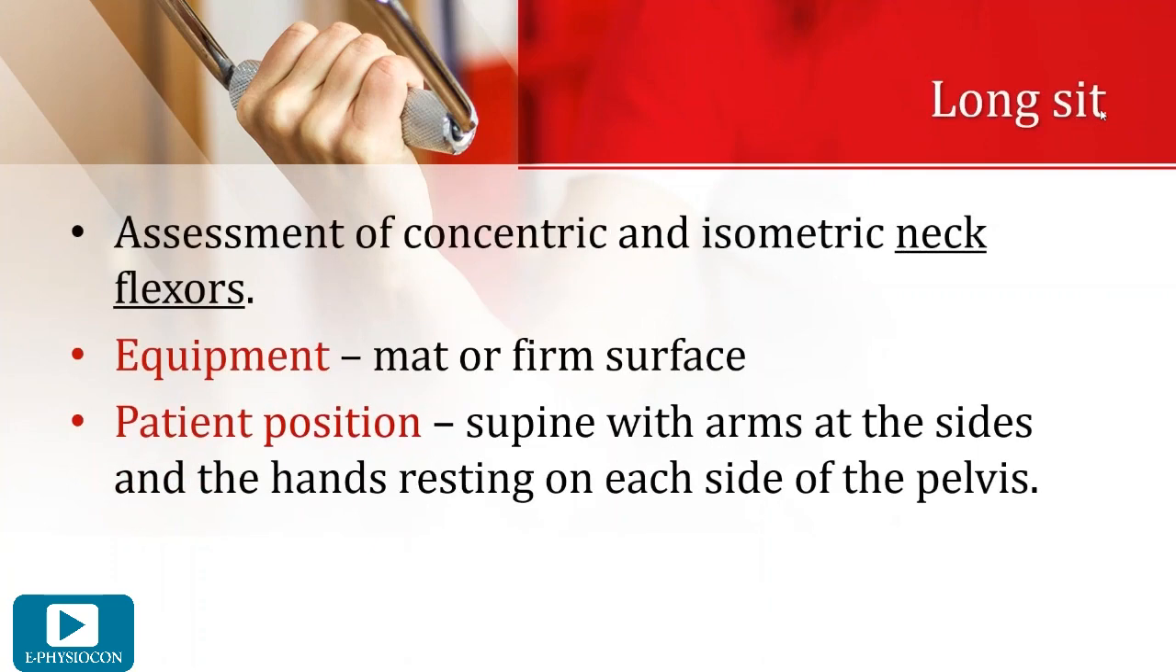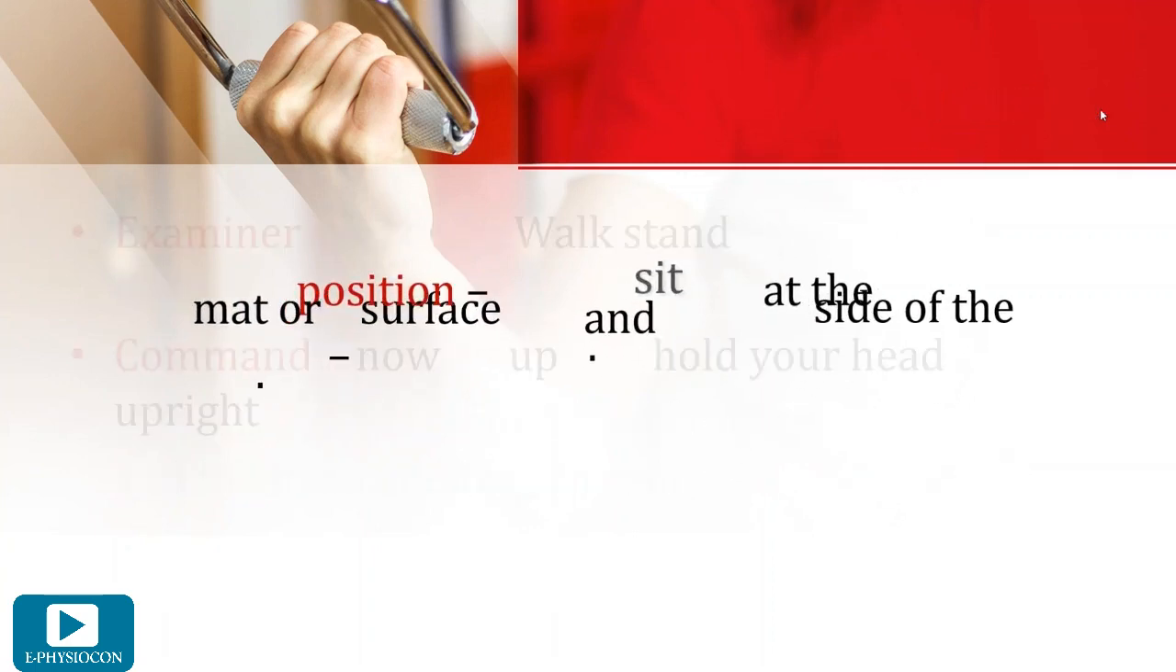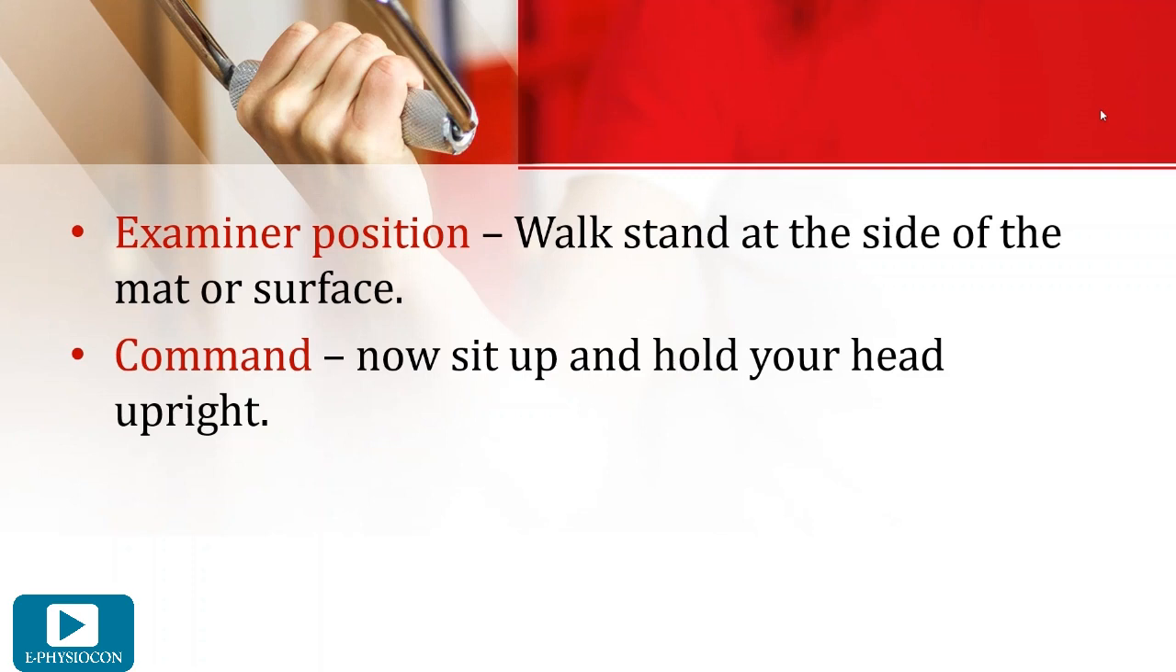The next is long sit. In long sitting, the targeted muscles are the concentric and isometric neck flexors. Equipment: mat or firm surface, no equipment needed. Patient position: supine position, arms rested at the side. Examiner position: standing near the surface or patient. Command: now sit up and hold your head upright.